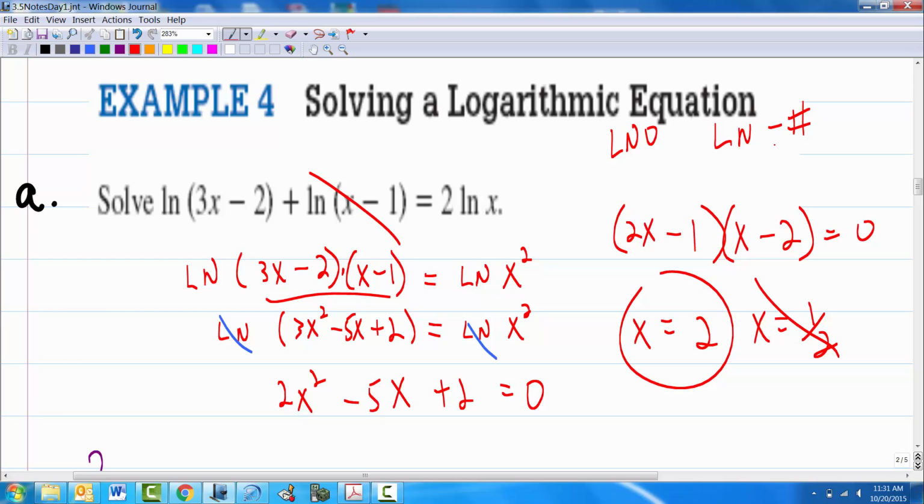By the way, what is the domain of this situation? That's a good little question. Well, you have to look at all three of these. What does x have to be here? X has to be what for this one? Greater than 0. What's x have to be here? Greater than what? What's x have to be here? Greater than 2/3. Which one's the most restrictive domain? The x greater than 1. So the domain of this is 1 to infinity. So x could not equal 1/2. That's how you find the domain of a logarithmic situation.